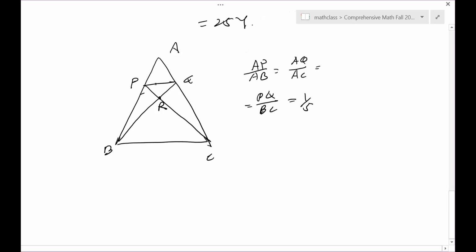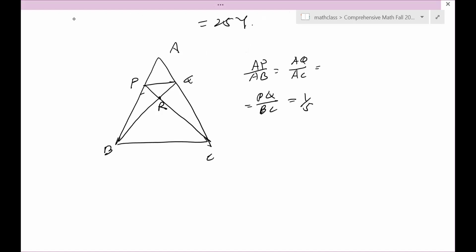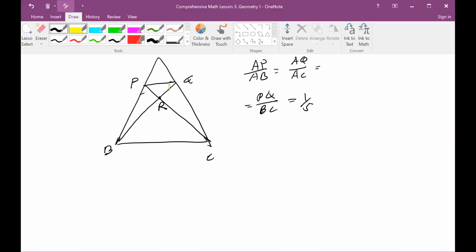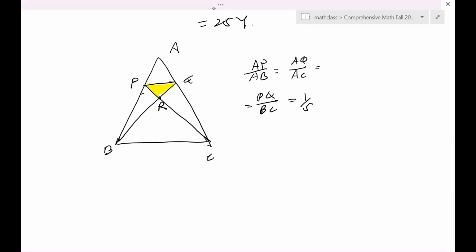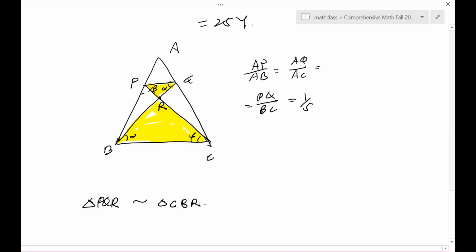So now let's compare those two triangles. One is this, and one is this. What's the relationship? Those two triangles are similar. The triangle PQR, because this angle equals that angle, alpha, alpha, beta, beta, gamma, so they're similar. PQR is similar to the triangle CBR, where C corresponds to P.